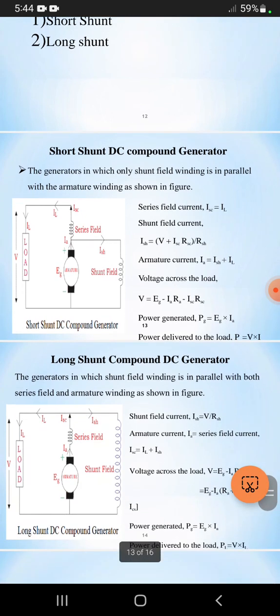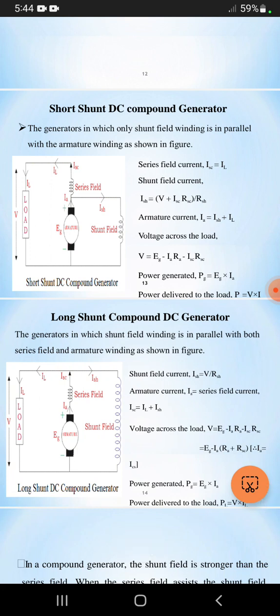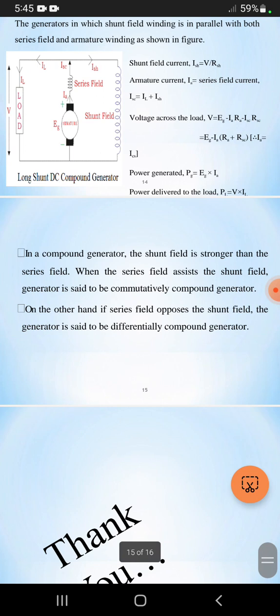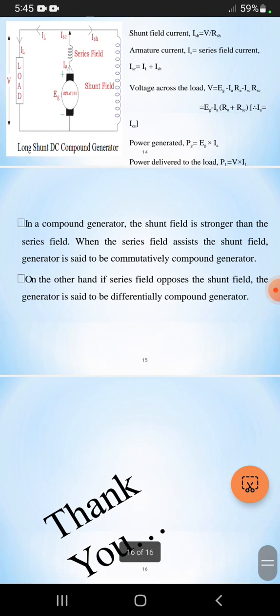In the long shunt compound DC generator, the shunt field winding is in parallel with both the series field and the armature winding, as shown in the figure. You can see in the figure it is the same, but there is a difference: the short one is quicker to reach, while the long one takes longer. Then in a compound generator, the shunt field is stronger than the series field. When the series field assists the shunt field, the generator is said to be cumulatively compound. On the other hand, if the series field opposes the shunt field, the generator is said to be differentially compound.